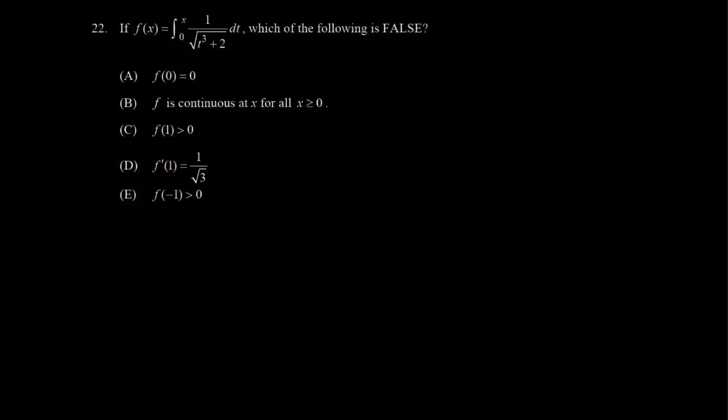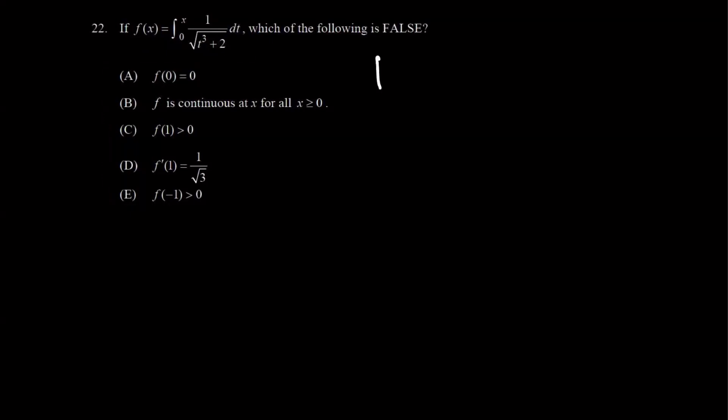In this question, we are given function f of x, which is the integral from 0 to x of 1 over the square root of t cubed plus 2 dt. And then we are given 5 statements, and we need to find which one of those is false. So there are 4 true statements and 1 false statement. And let's take them one at a time.